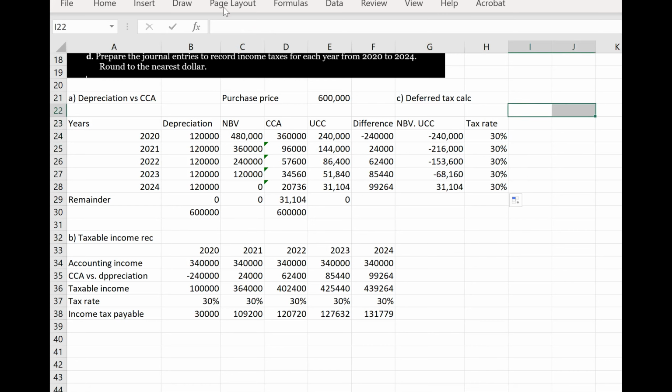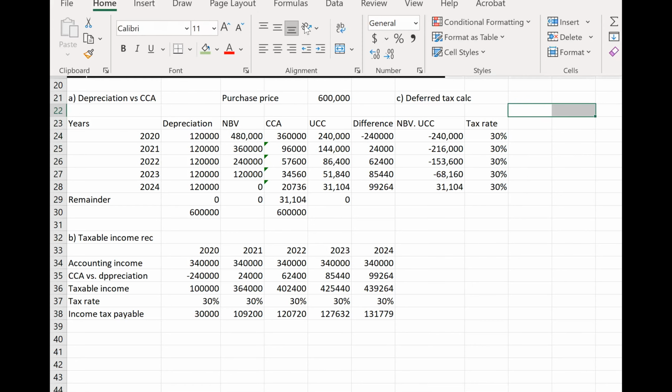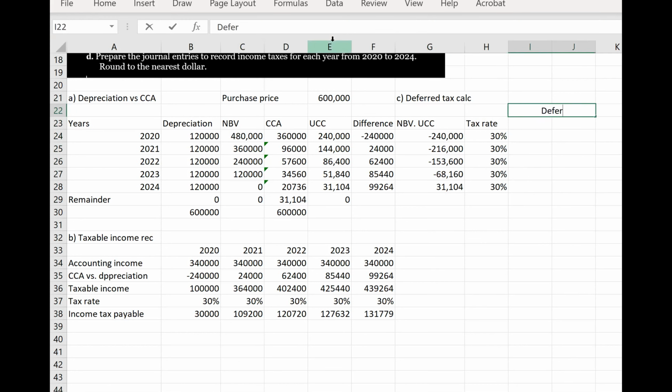Let's put this here. For illustration purposes, we're going to put deferred tax, and we're going to have liability asset. So this is going to be 240 times 30%. So this is going to run through, and then we're going to have an asset at the end here, which is going to be this amount times the 30%.